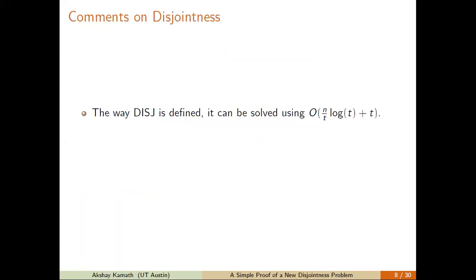So why do we need to work with a new problem instead of disjointness? The reason is that the way disjointness is defined, it can be solved using n over t times log t many bits of communication. This is because using the pigeonhole principle, you can conclude that one player must have at most n over t many elements in his set. This player would just write out all of the elements present in his set on the blackboard, and every other player would just have to confirm that the set assigned to them intersects with this player's set.